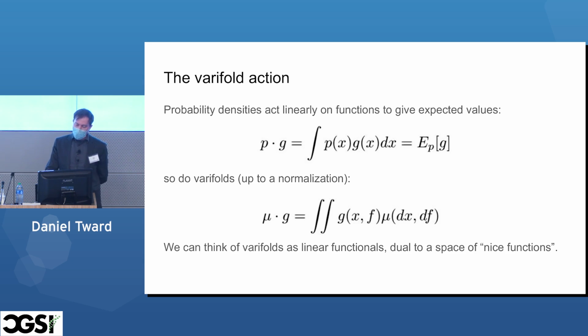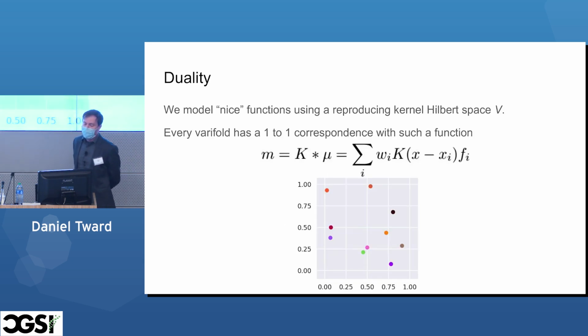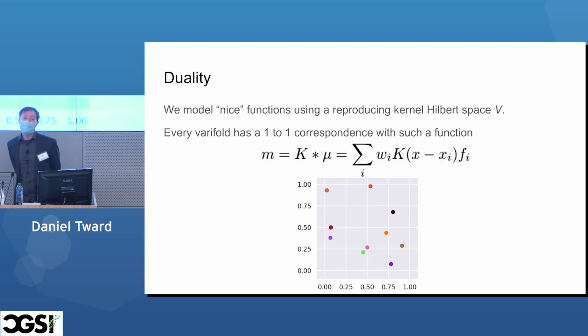Now, because this action on functions is so critical for thinking about varifolds, we need to have a model for what it means to be a nice function. And to do that, we use a tool called reproducing kernel Hilbert spaces. This is a tool which is used very commonly in curve fitting or data fitting with non-parametric models. So it's a way to get smooth, nice fits through your data without assuming a particular form of the function.